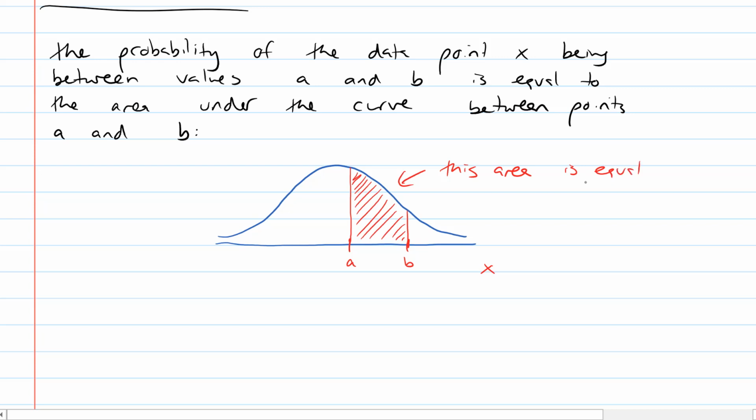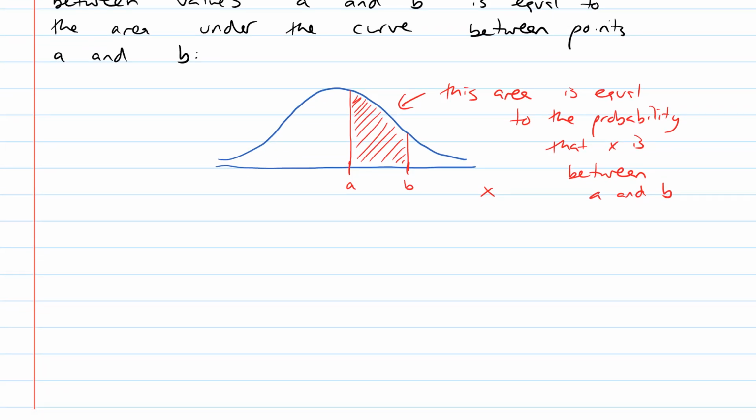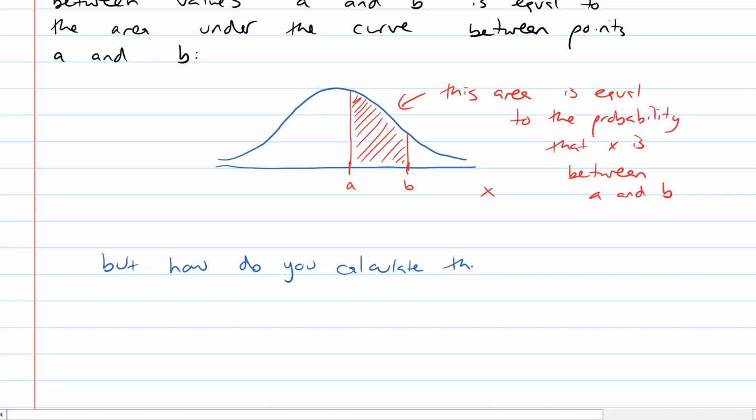that is equal to the probability that x is between A and B. Now remember that the entire area under the curve is equal to 1, because the probability that x has some value once you've measured it is 100%, but the probability of being between certain values, you basically calculate the area. So, of course, the question then becomes, but how do you do that? How do you calculate this area?